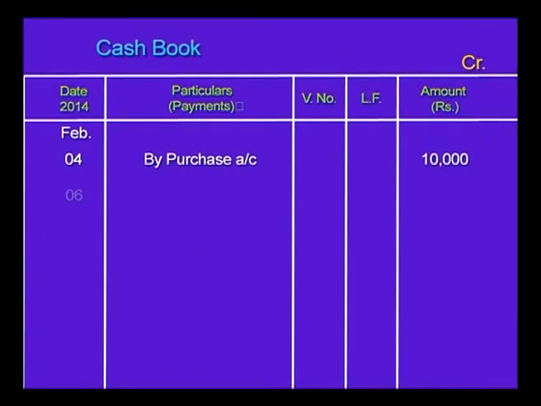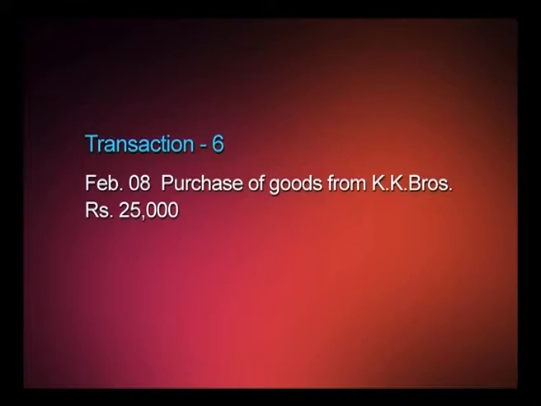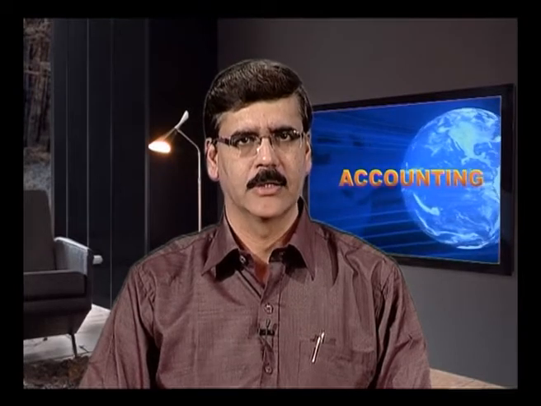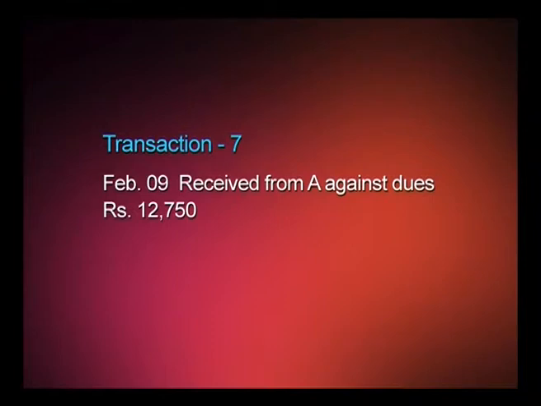See the entry, date is mentioned 6th of February, particulars column is mentioning the concerned account, that is bank account. So, by bank is there, an amount of 15,000 has been mentioned over there. I think it is clear. Now, let us move to our next transaction, that is February 8, purchase of goods from K.K. Bros rupees 25,000. Note that this transaction is not recorded. We will come to this at the end of the solution.